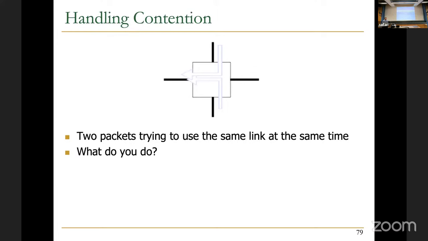Now let's see how we can handle contention. Two packets are trying to use the same link at the same time. What do we do? Can you guys see the arrows? It's not visible here, I guess, but essentially there are two arrows. One is coming from up to left, and another arrow is coming from down to left. These are the two packets, and they want to take this left link. How can we handle this contention?